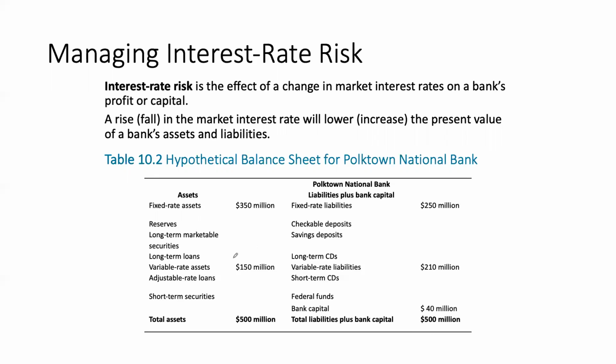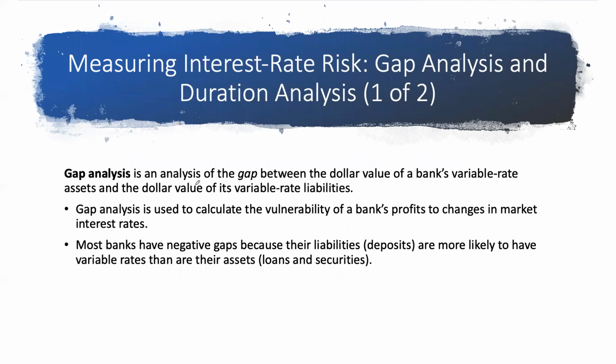The problem comes down to when you consider variable rate assets and variable rate liabilities, where the interest rate that is charged on these assets or on these liabilities is going to change. And if that changes, the present value of those assets changes, and that poses a risk. So one way to measure what this risk looks like is to do what we call gap analysis. With gap analysis, all we are trying to look at is the dollar value of the difference between the bank's variable rate assets and its variable rate liabilities.